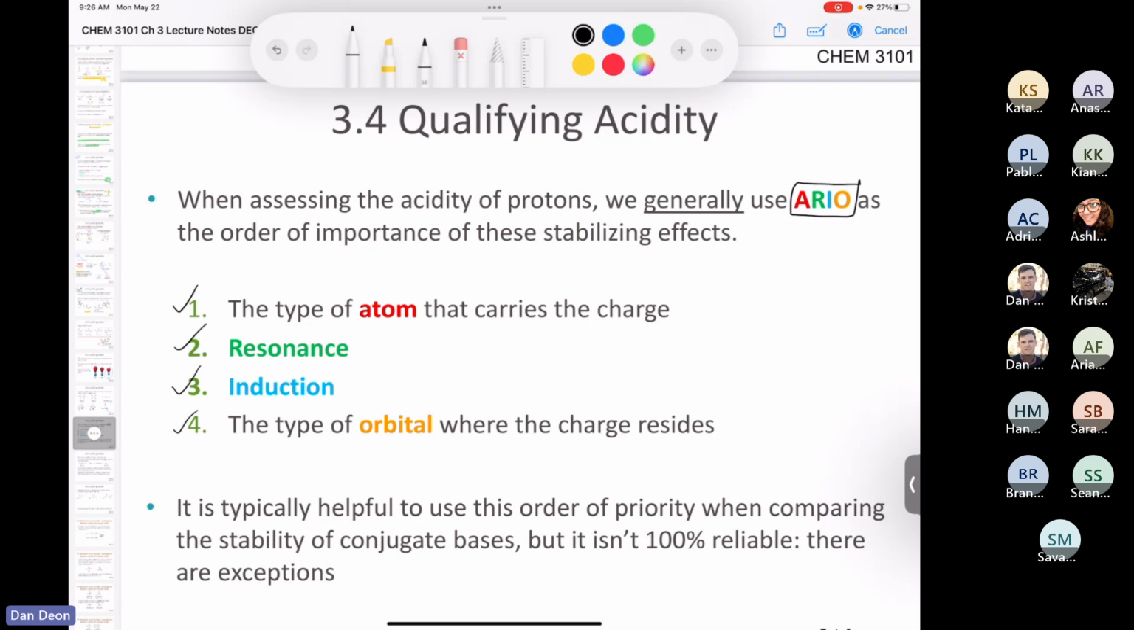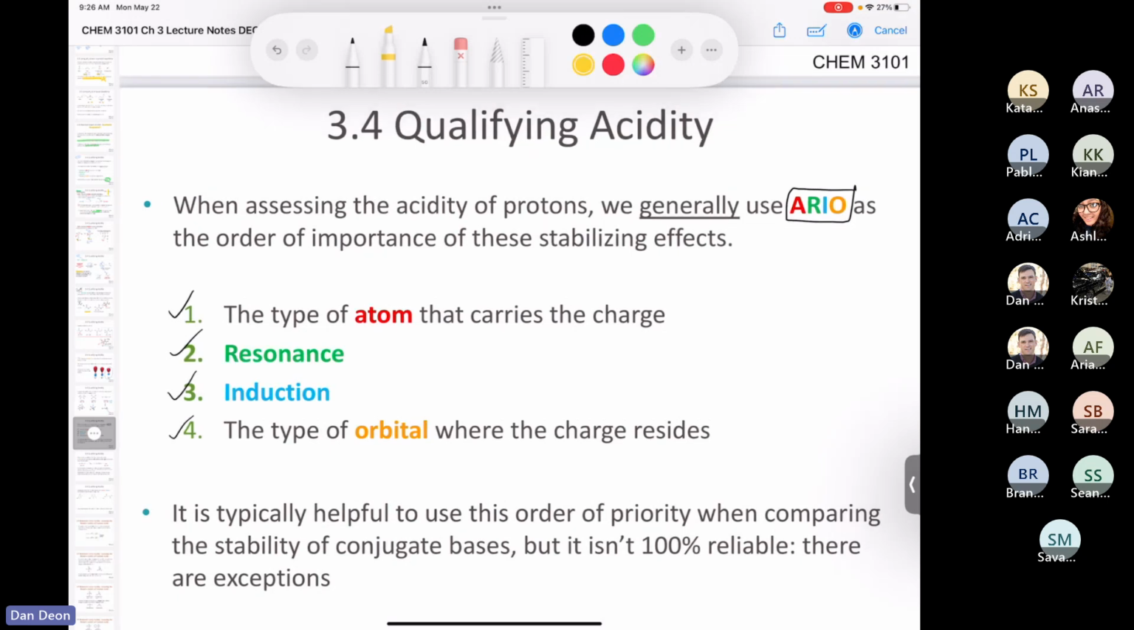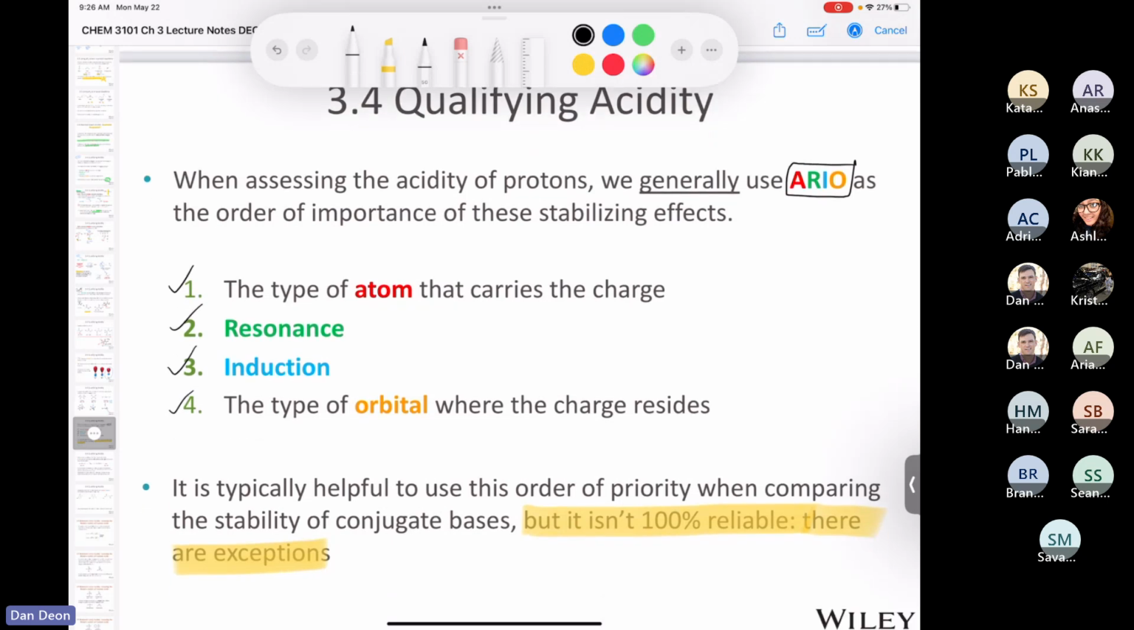It's typically helpful to use this order of priority when comparing the stability of conjugate bases. There's an uh-oh here at the bottom. It says, but it's not 100% reliable. There are exceptions to the ARIO rule. I'm only going to go over one in particular, one that you have to have memorized. However, there are lots of them, and so the best thing to do is memorize.